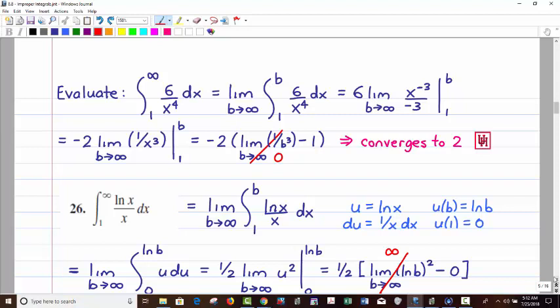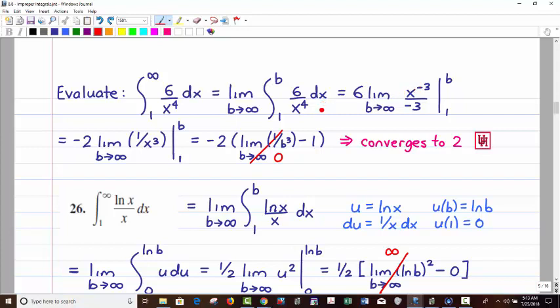So what I would do is rewrite this by putting the limit there. The limit is b goes to infinity, and then I replace the infinity with b, like so. So it's all about whether this limit exists. Now what I did is bring the 6 out, and then bring this up for integration purposes.